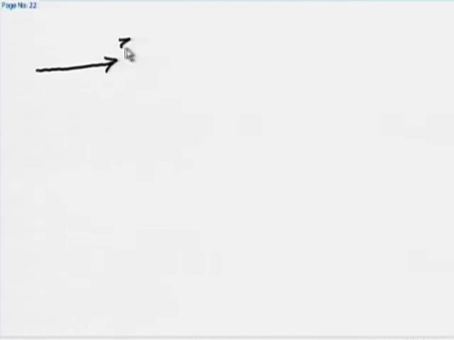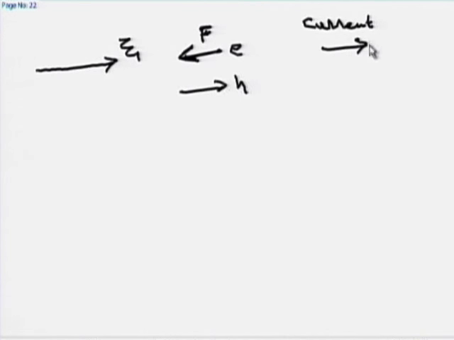This is the electric field direction. If this is the electric field direction, the force on the electron is in the opposite direction, and the force on the hole is in this direction. What is the current direction? Because the electron is moving in this direction, the current is in the opposite direction of the electron flow. So the current due to the electron is in this direction, and the hole is moving in this direction, so the current is also in the same direction. So the hole current is in the same direction.